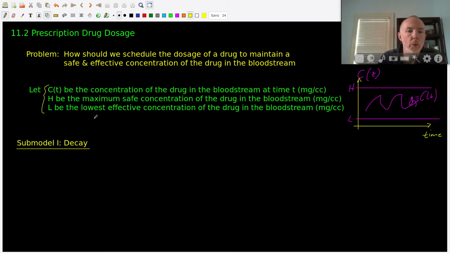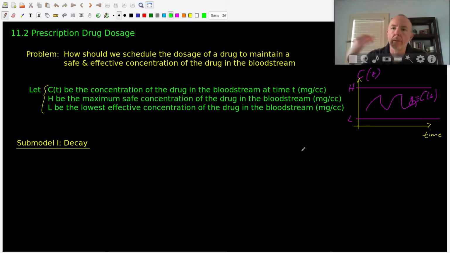So thinking about our two submodels, the first is the decay of the drug. So imagine you took a dose of the drug and then your body slowly removes it. So it's reasonable to assume that a certain percentage is removed over every period of time. So every day you lose 10% of the drug. If your kidneys or liver are acting like a filter, and they're straining out a certain percentage every time stuff flows through them, you'd expect that to be the kind of way it would work.